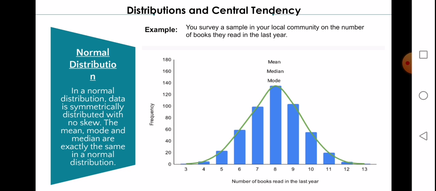Let's say you survey a sample in your local community on the number of books they read in the last year. So, a histogram of your data shows the frequency of responses for each possible number of books. From looking at the chart, you see that there is a normal distribution. The mean, median, and mode are all equal. The central tendency of this dataset is 8.